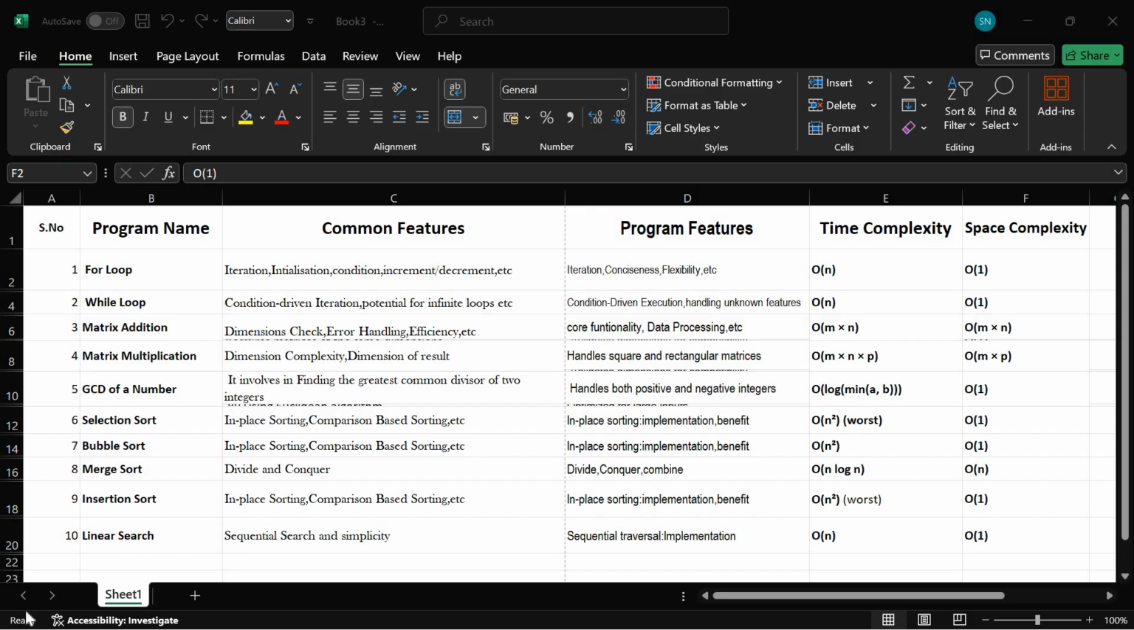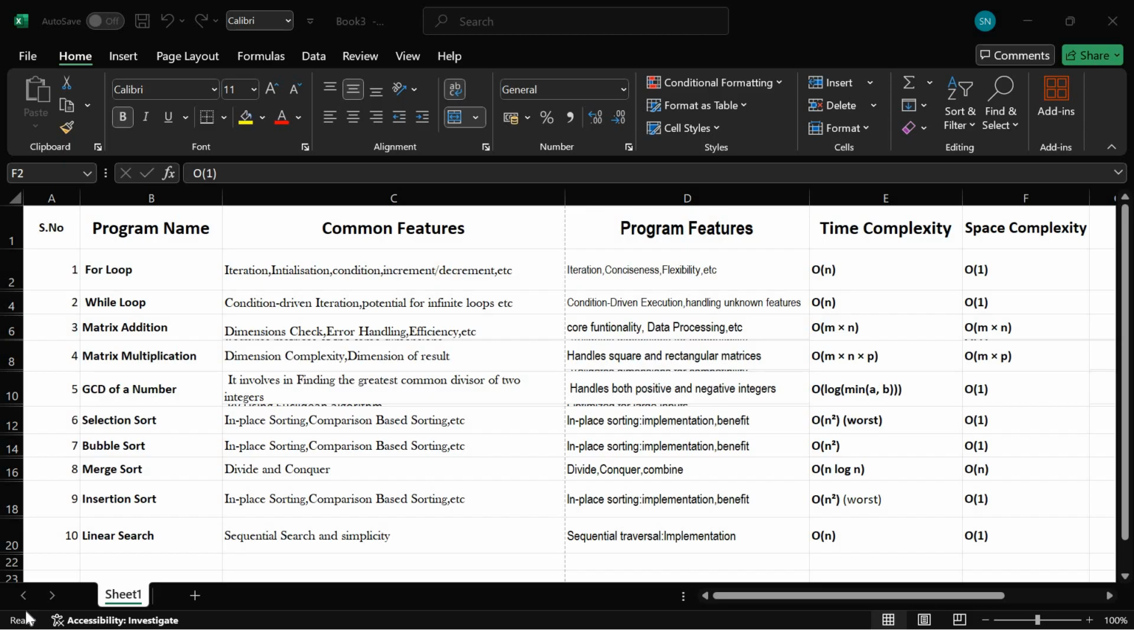Greatest common divisor, GCD: the Euclidean algorithm is an efficient method to find the GCD of two numbers. Time complexity is big O of log of min of a and b. Space complexity is big O of 1.